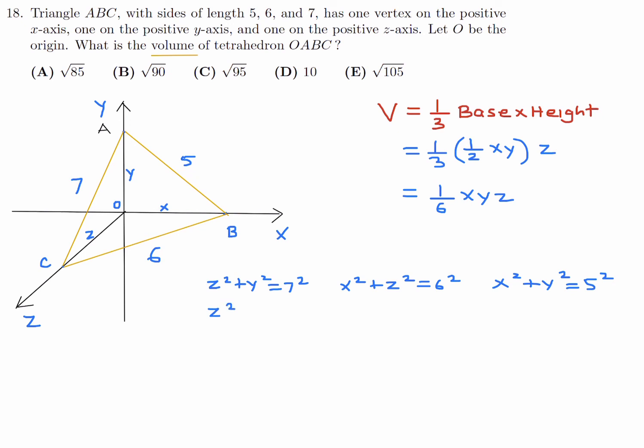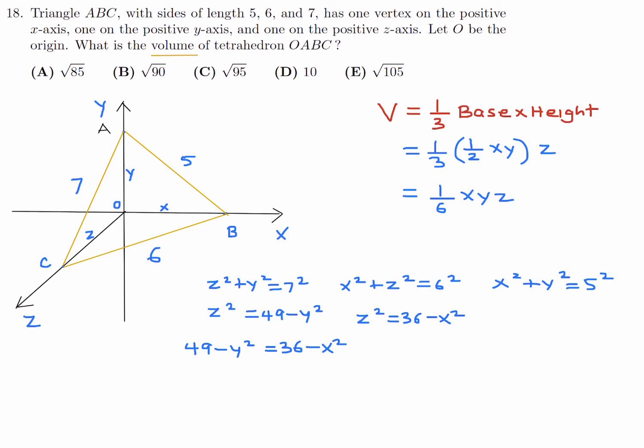So I'll just do it in any way that's perfectly fine. I'll just do it like this. Isolate for z squared, and then isolate for z squared over here. 36 minus x squared. And then therefore, this is equal to this. So we got 49 minus y squared is equal to 36 minus x squared. And I think that should be good enough.